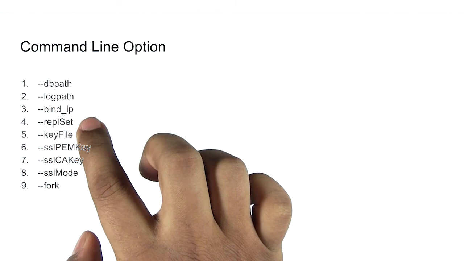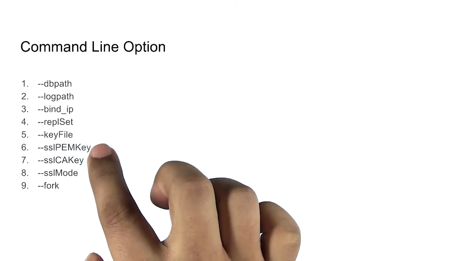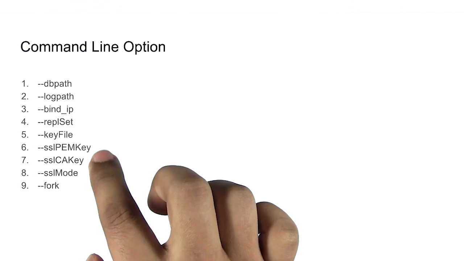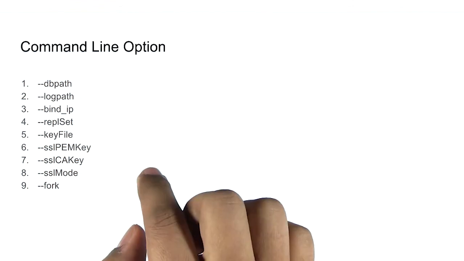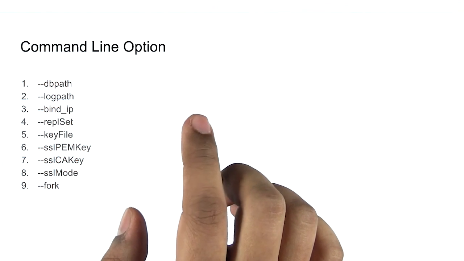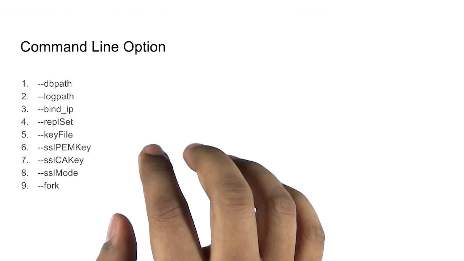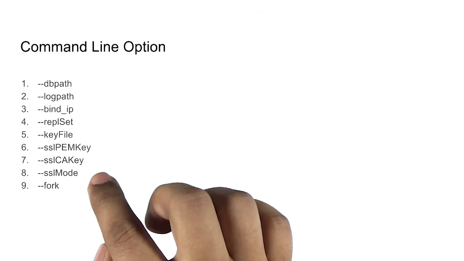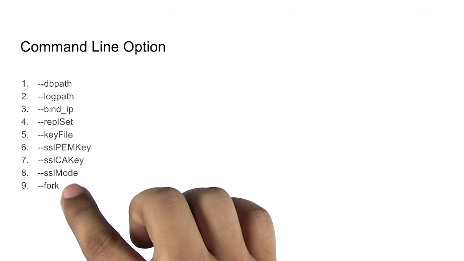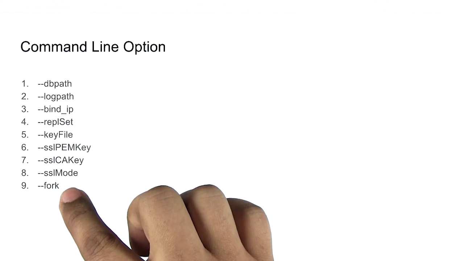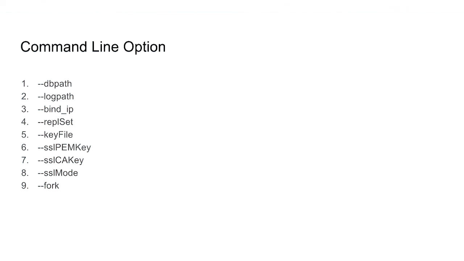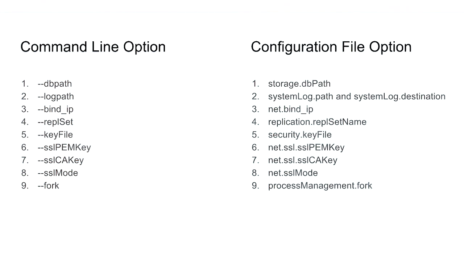The SSL options are related to TLS SSL transport encryption. You don't need to know much about these options in detail for this course. Take a look at M103 here on MongoDB University for an in-depth course on cluster security, including TLS SSL. Alternatively, take a look at our documentation. Finally, we have fork, which just tells the MongoD to run as a daemon instead of being tied to a terminal window. So, what are the configuration file counterparts to these command line options?